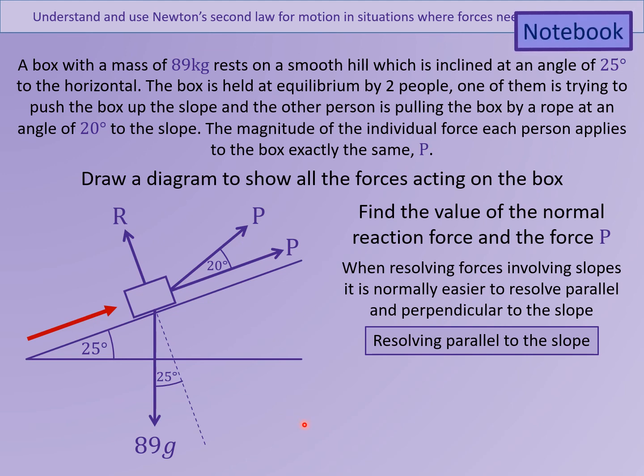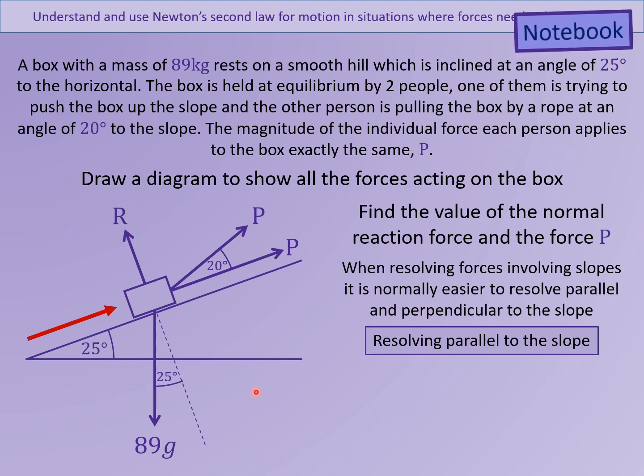So what I'm going to do is resolve parallel. So imagine that I'm only looking in this direction, all the forces acting in this direction. And what's good about going up the slope as opposed to going perpendicular is that if I went perpendicular, I'm going to have to figure out R, I'm going to have to figure out the other P's, it's going to be really messy. So it's better to go up and down the slope. And the good thing about going parallel to the slope is that the normal reaction force is always cancelled out because it doesn't act up and down the slope. The whole point of the normal reaction force is it is perpendicular to the slope. So I can ignore the R value. It doesn't come into it at all.